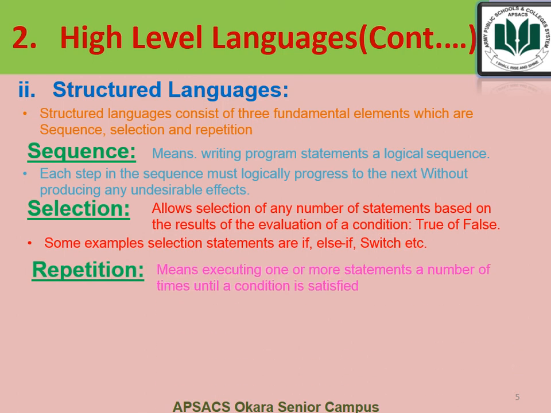Repetition means executing one or more statements a number of times until a condition is satisfied. Repetition means to repeat the statements until a condition is satisfied. We will be repeating the statement again and again in the repetition. Some examples of repetition statements are for and while loops, etc.